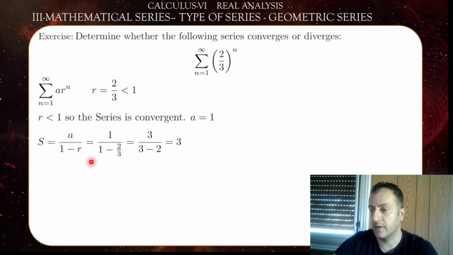S equal a divided by 1 minus r, with a equal 1 and r equal 2 divided by 3. So which is equal to 3 divided by 3 minus 2, which is 3 divided by 1, since 3 minus 2 is 1. So this is the sum, and it's the typical convergent geometric series.